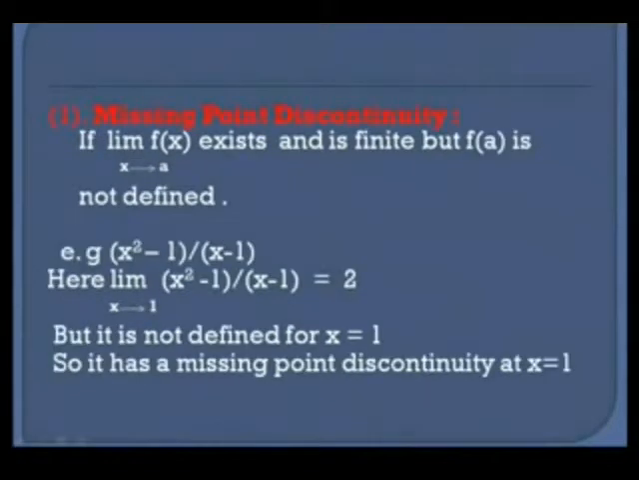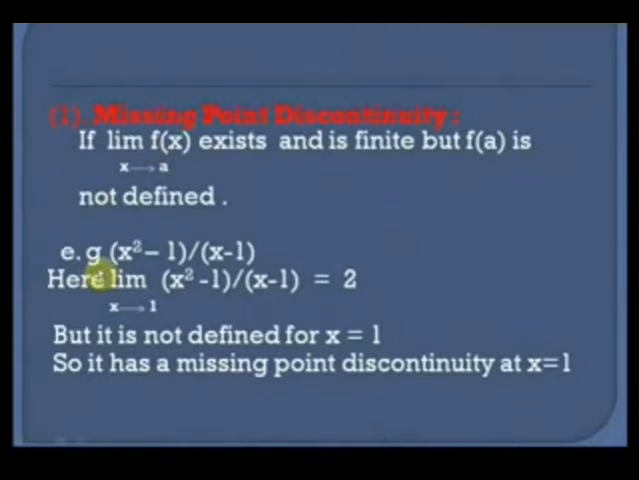Now the removable type of discontinuity is further categorized into two types, the missing point discontinuity and the isolated point discontinuity. Let's first discuss the missing point discontinuity. It says that if the limit of f(x) exists and is a finite quantity, but f(a) is not defined. For such a discontinuity, the limit exists but f(a) is not defined at the point x equal to a.